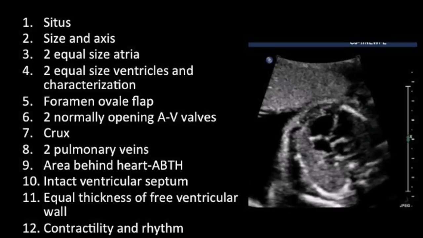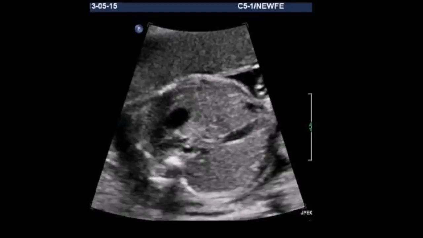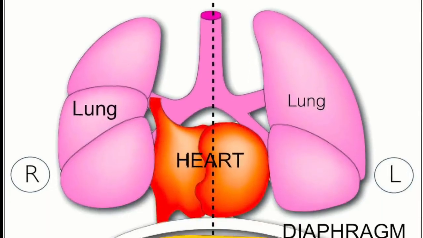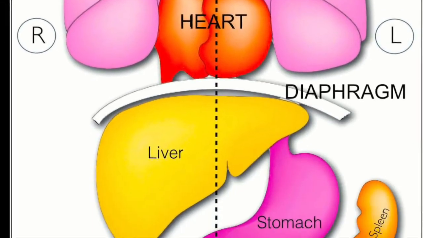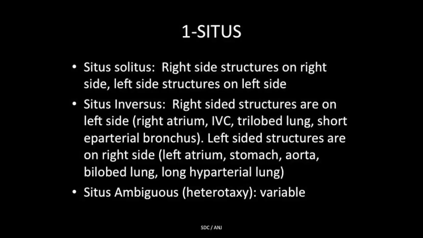So we start with the stomach. If you see that the stomach and the apex of the heart are pointing in the same direction, it may not be right and left, but at least you know that the heart and the stomach are on the same side. So what is the situs? Situs solitus is right-sided structures on the right side and left-sided structures on the left side. In situs inversus, the right-sided structures are on the left side and left-sided structures are on the right side. Situs ambiguous is usually seen in heterotaxy, and that is a variable arrangement.